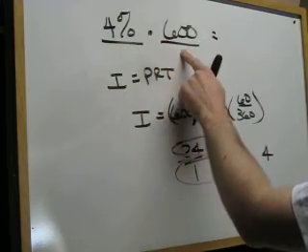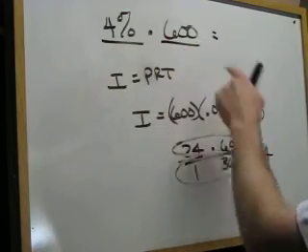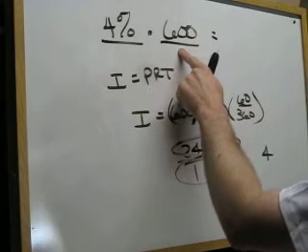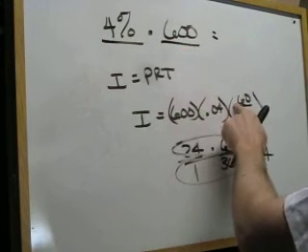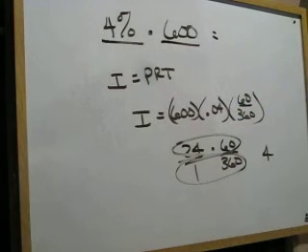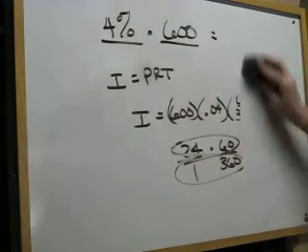4% of 600 over 60 days. If we just multiplied 4% times 600, that would tell us how much interest she paid in a year. But we're interested in a portion of the year, 60 out of the 360, and that's why she's only paying $4 there.